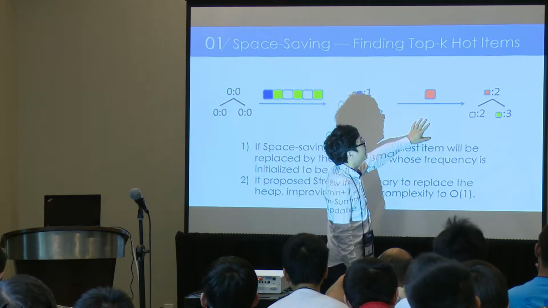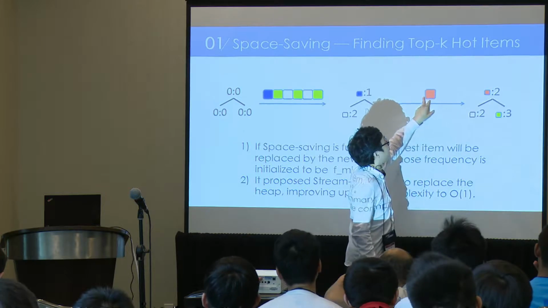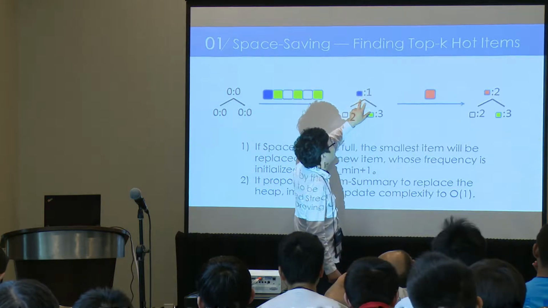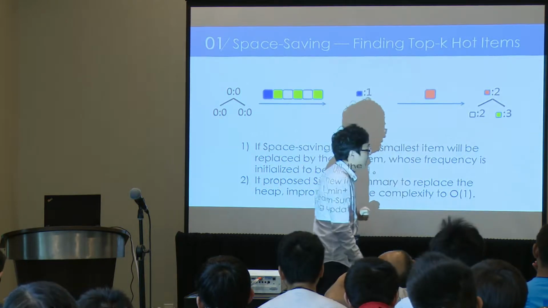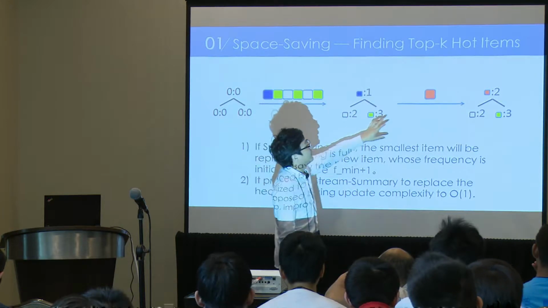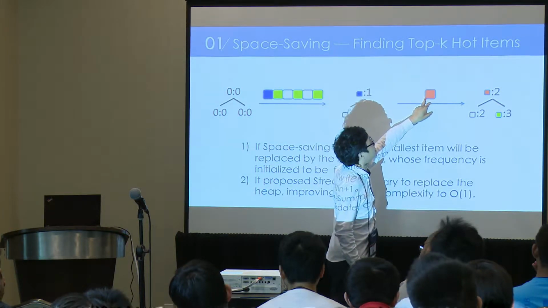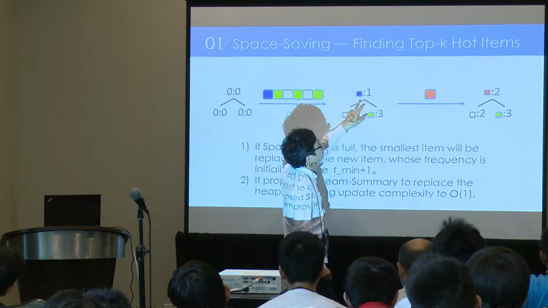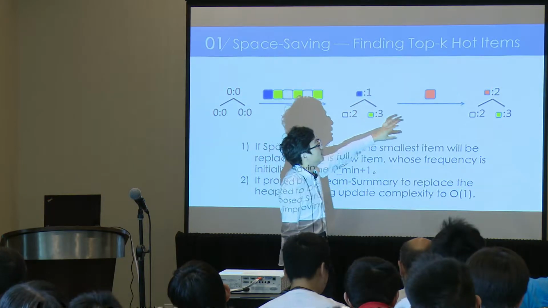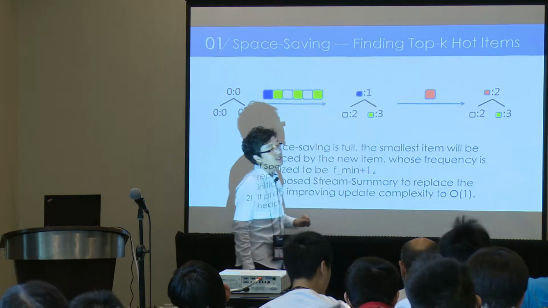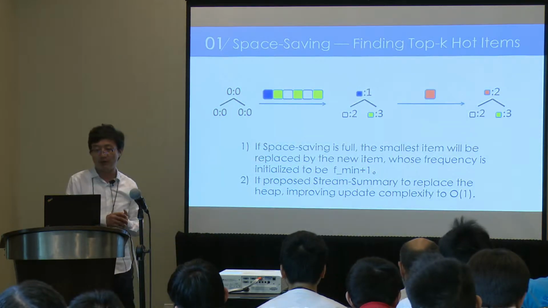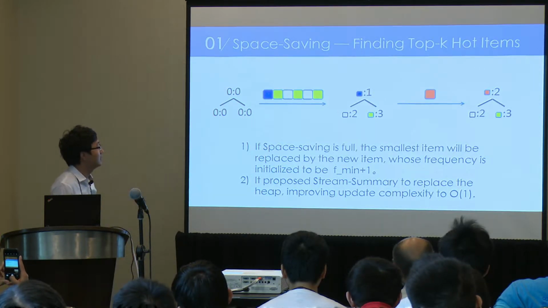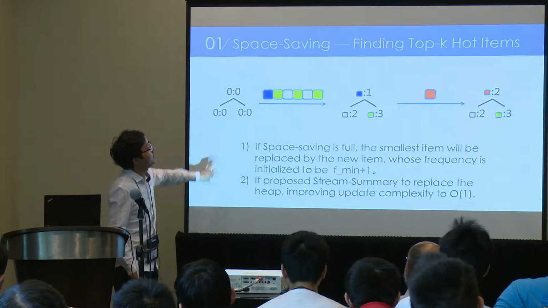After this replacement, the initial frequency of the new item is the minimum frequency plus one, because the Space-Saving algorithm thinks that since the red one replaced the blue one, the frequency of the red item should be larger than the blue one. So it just increments the frequency by one. This is Space-Saving, the most popular algorithm for finding top k hot items. And this is the first contribution of Space-Saving.